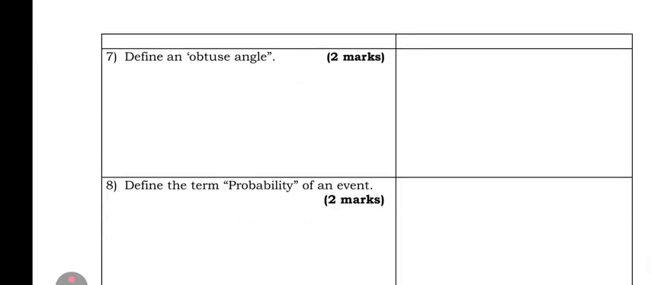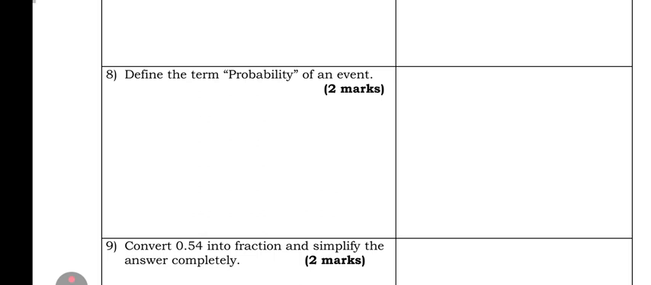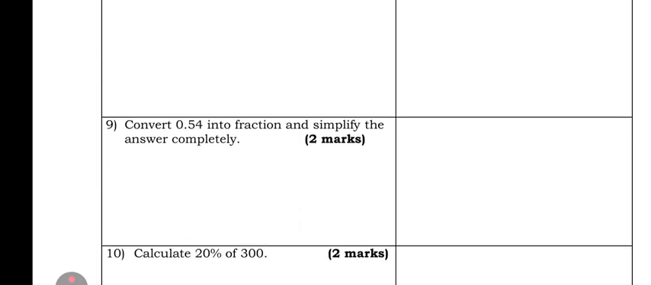So it is very easy. Number 7 is all about the definition of an obtuse angle. Obtuse angle, what is it? Define the term probability of an event. This one is to convert 0.54 into a fraction, simplify, and provide the answer completely. It's all about calculating a percentage of 300. Very easy. Just take 20 over 100 times 300, and then cancel the zeros to see the remaining answer.